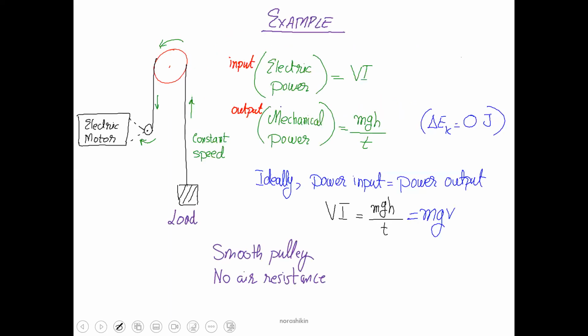For example, you're running a motor to lift a load at a constant speed. Speed is constant, so the kinetic energy is not changing. So we will take mgh upon t. And what is mgh? mgh is the potential energy, gravitational potential energy.